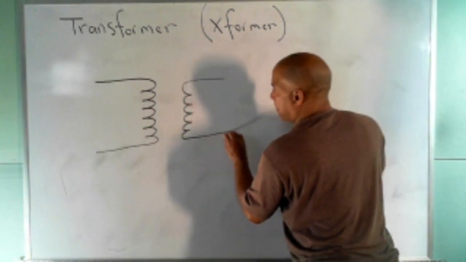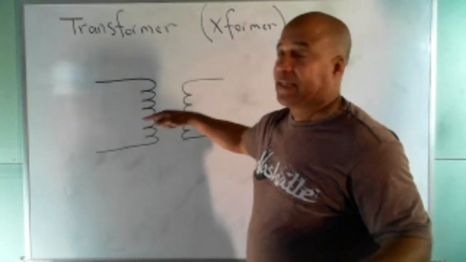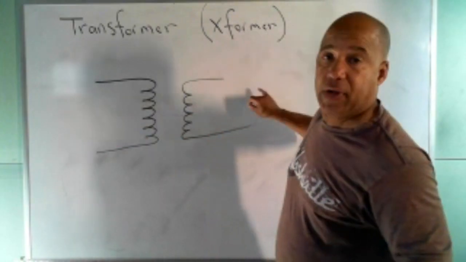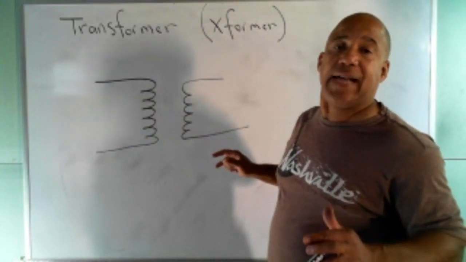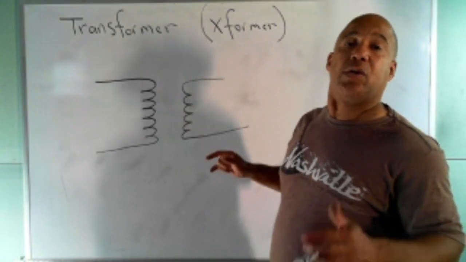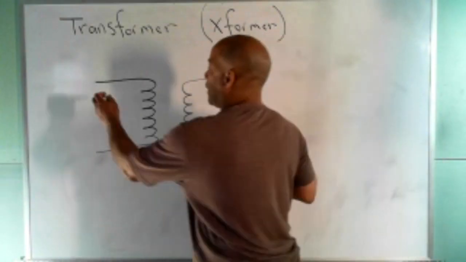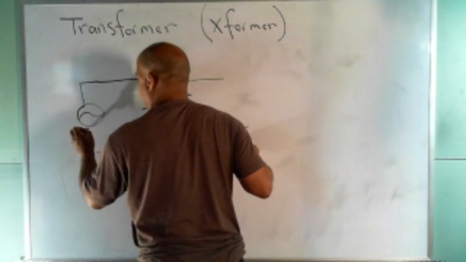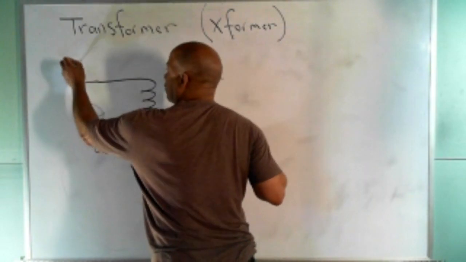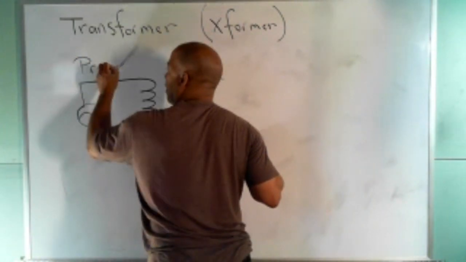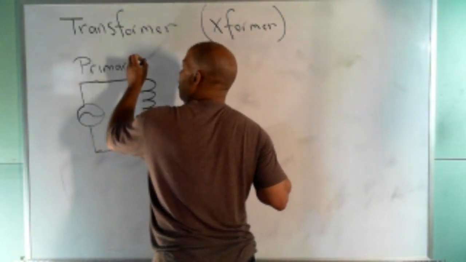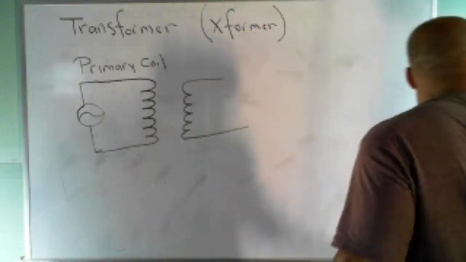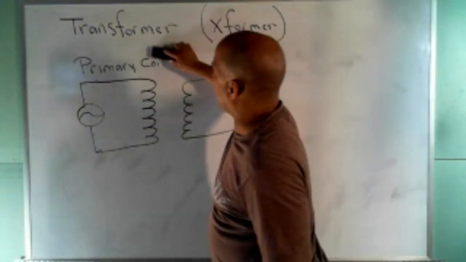Now, there's no difference between the left side and the right side. I can put the power source over here, or I can put the power source over here. Whatever side you connect the power source to is called the primary coil. So I'm going to put it on the left. And this is called the primary coil. But they usually don't write the word coil. They just drop it. It's just primary.